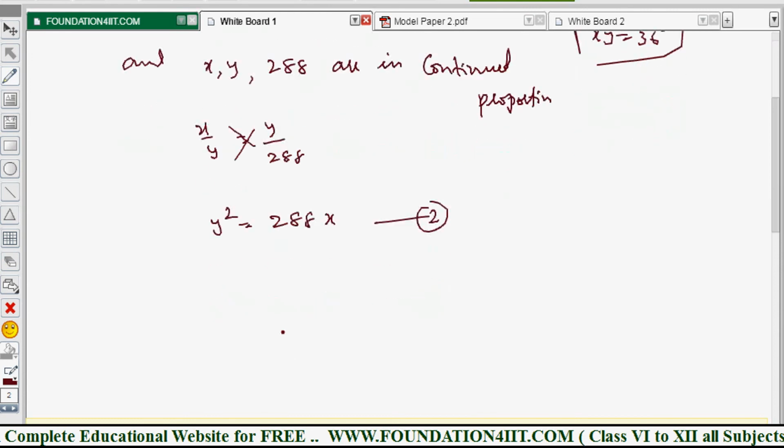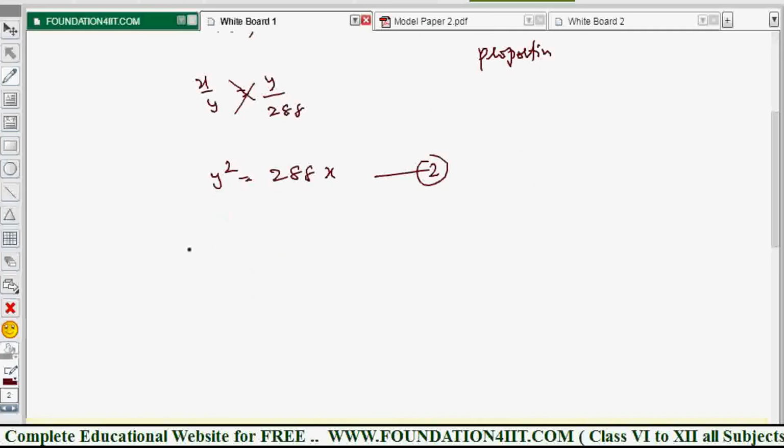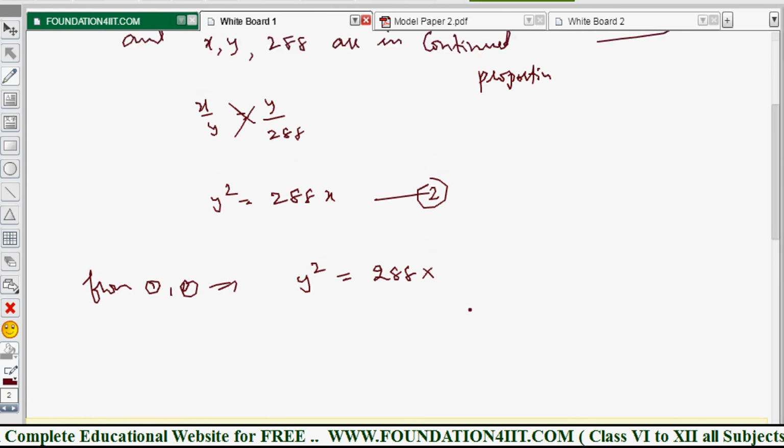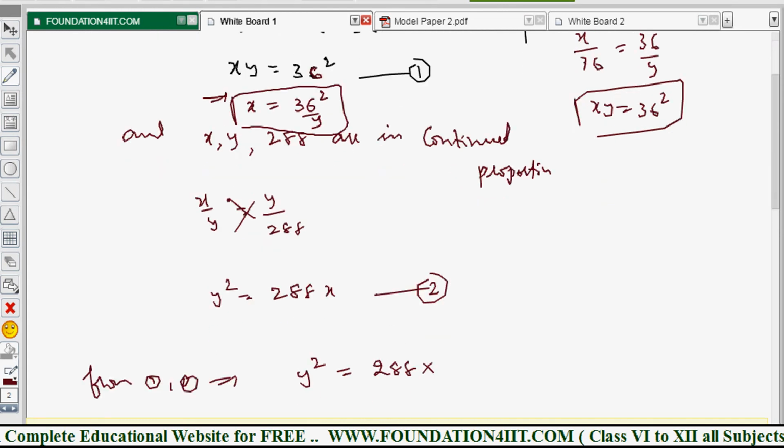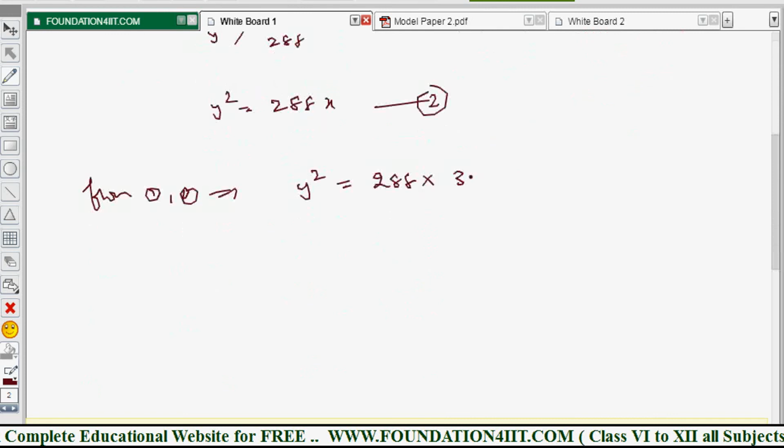Now let us take the conditions from 1 and 2. From 1 comma 2, y square is equal to 288 into x. If you observe, from the other equation x is equal to 36 square by y, so we take this in place of x. So 36 square by y. Then y taken to this side, y cube is equal to 288 into 36 square.